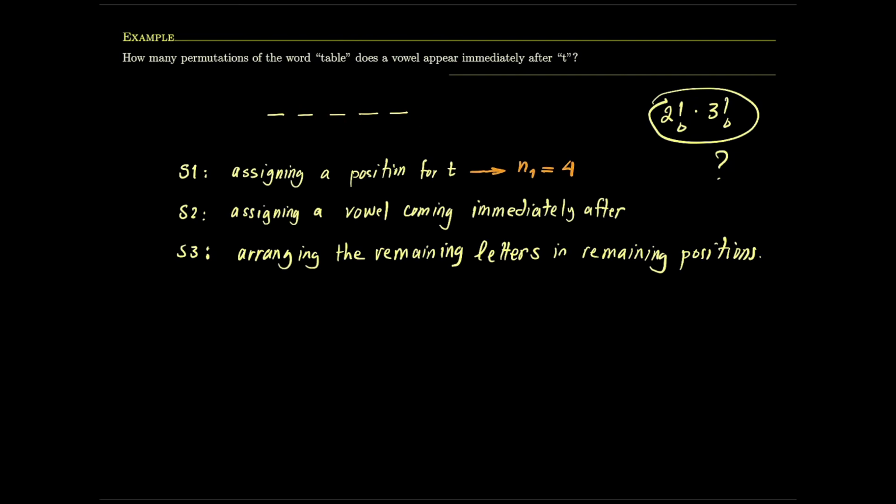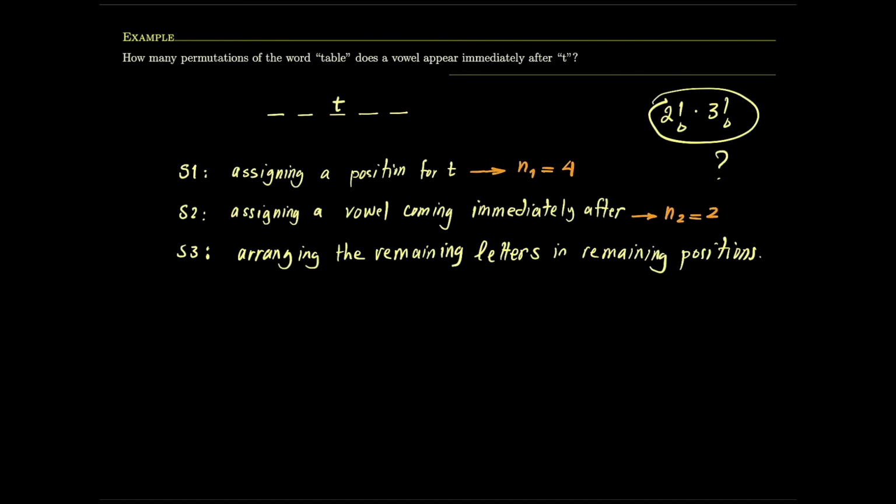Okay, now you have to assume the first stage is done in any one of these ways that you mentioned. For example, for definiteness of discussion, you can assume that you put your t here. But of course you have to be careful about independence. Then you go to stage 2, assigning a vowel coming immediately after t. So how many vowels are there? 2, either A or E. So how many choices do I have for the second stage? 2.